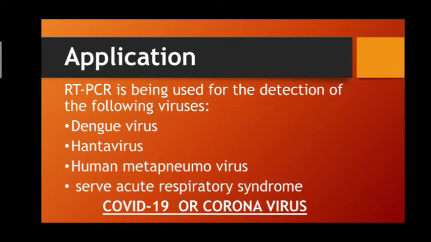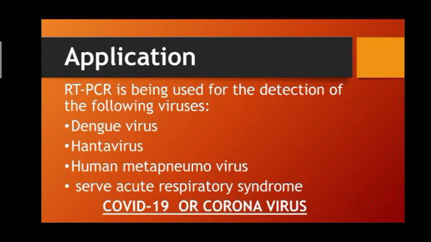Many clinically important viruses have genomes composed of RNA. RT-PCR is useful for detecting such viruses. RT-PCR is being used for the detection of the following viruses: dengue virus, hantavirus, human metapneumovirus, and severe acute respiratory syndrome, or SARS virus.